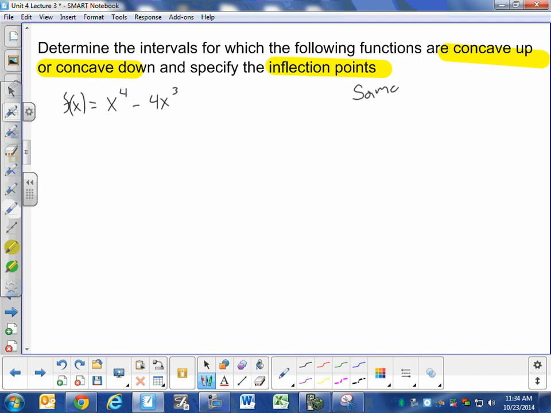The same process as finding extrema, only with the second derivative. So let's take this function. I'm asking you to examine the concavity, whether we're concave up or concave down, where we have points of inflection. What should I do first?